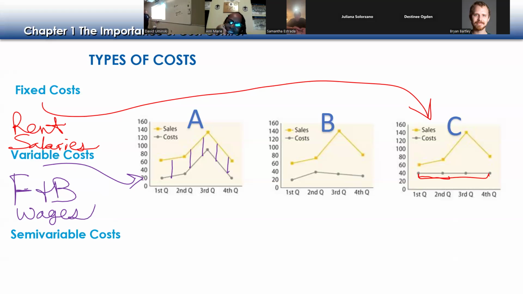All right, so they go up and down in direct proportion. Okay, semi-variable.